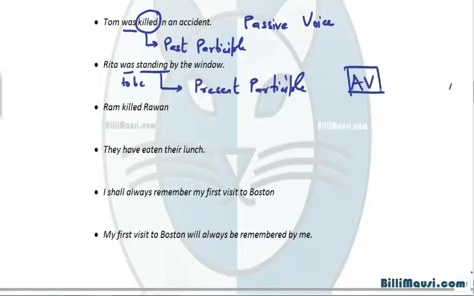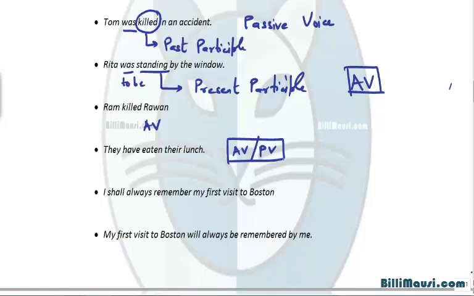Ram killed Ravan. Simple and straightforward, active voice. They have eaten their lunch. I'll leave this one for you. Let's see what answer you come up with. Is it an active voice or a passive voice? It is very easy. Let's move on to the next one.